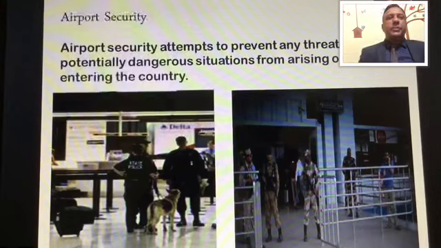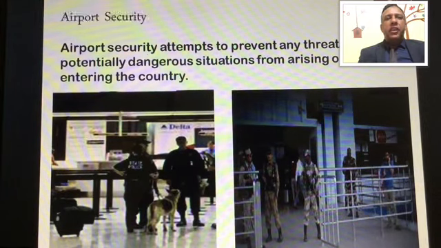Airport security attempts to prevent any threats or potentially dangerous situations from arising or entering the country. So usually the terrorists want to enter from one place to another. They usually go by airplane. As you have seen in the September 11 attack of 2001, which rattled the world, killing around 1,000 people who were working.